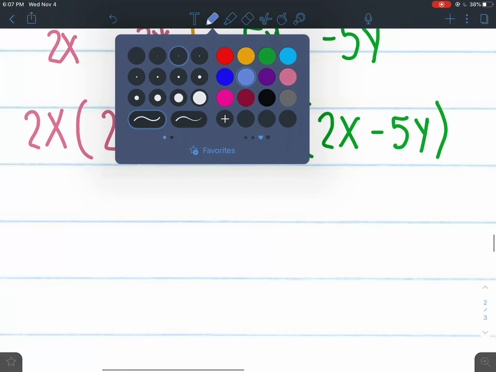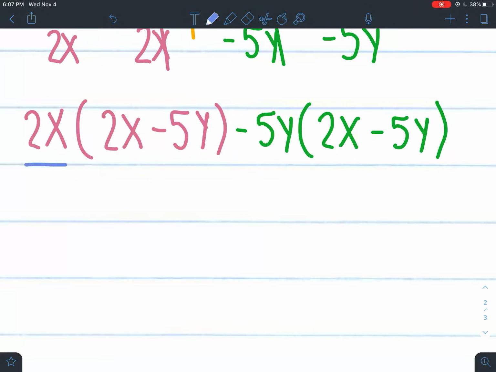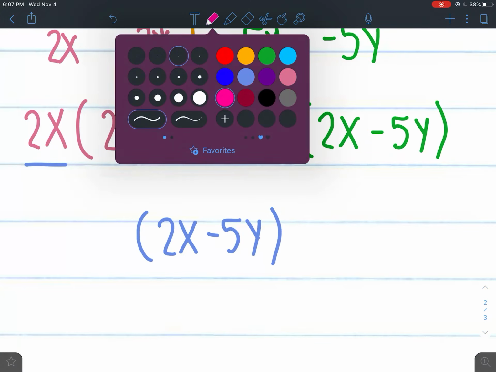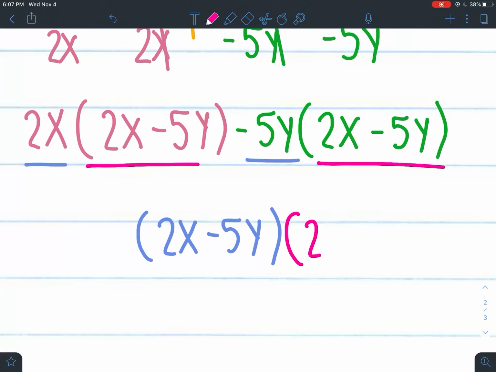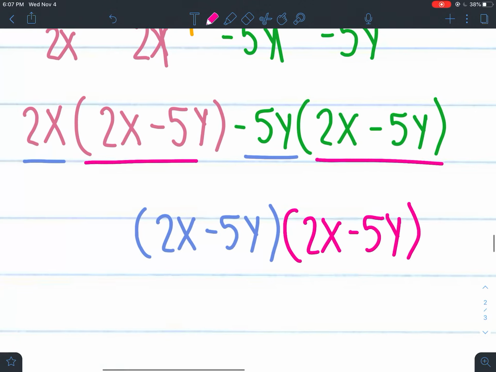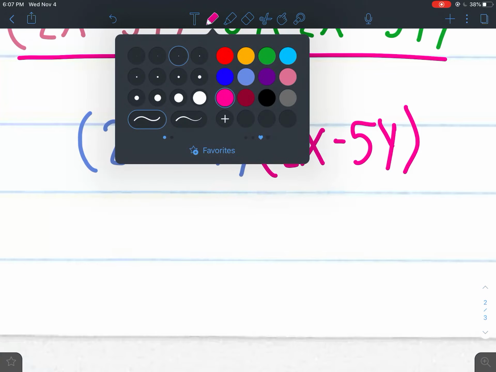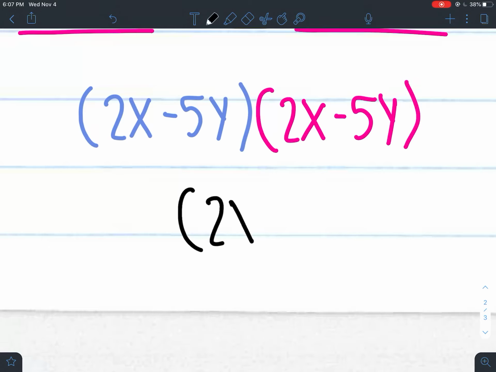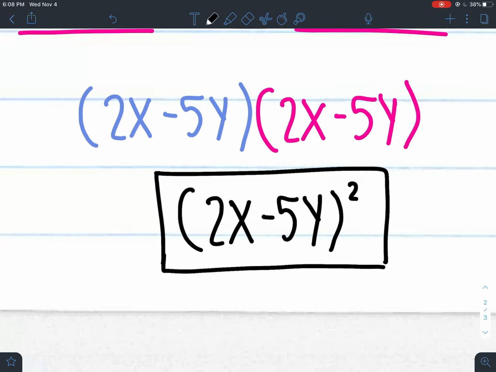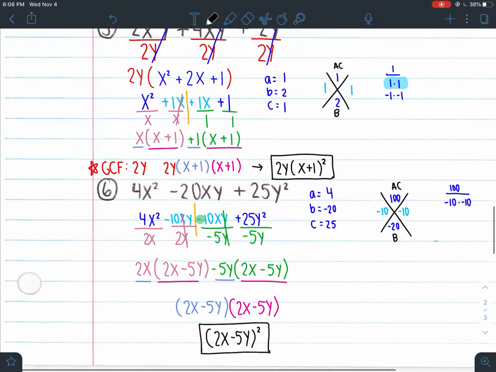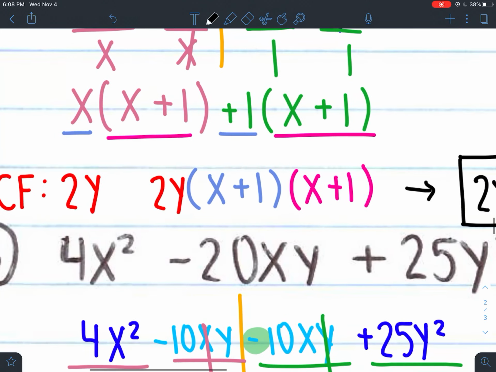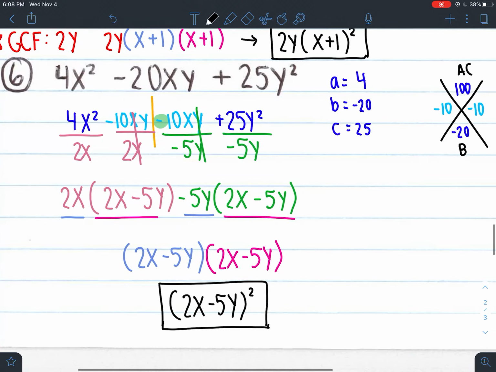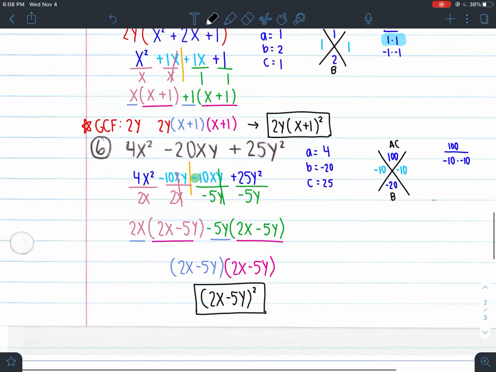Before you move on, as always, you check to make sure your parentheses match. And they do. So 2x and negative 5y are going to be together in one set of parentheses to make the first factor. And the second factor is always your matching set. So 2x minus 5y. But again, I had this here for a special reason. It is a special case. Notice how your parentheses are exactly the same. So you want to simplify it even further and say that I have the same exact thing twice. Now, this is my final answer because I didn't have a greatest common factor. In number 5, we took out that 2y at the beginning, so that's why that 2y is out there. But there was no greatest common factor here, so we don't have one attached on the outside.